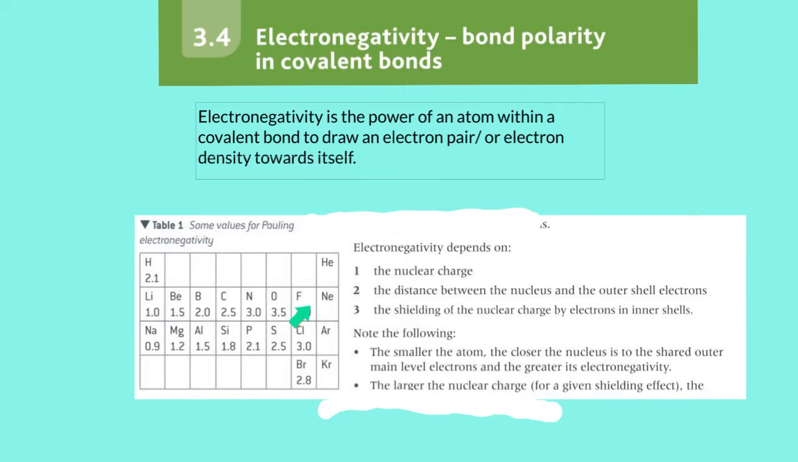So fluorine is the most electronegative element in the periodic table. Notice also that the noble gases do not have an electronegativity value, and that's because they don't form covalent bonds, because the definition is the power of an atom within a covalent bond to draw an electron pair towards itself.